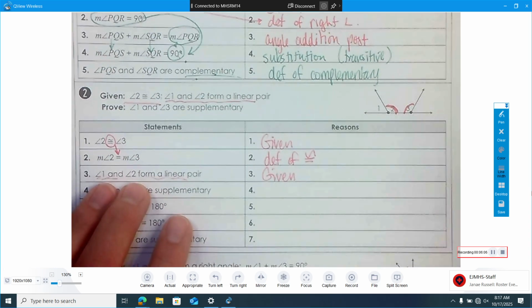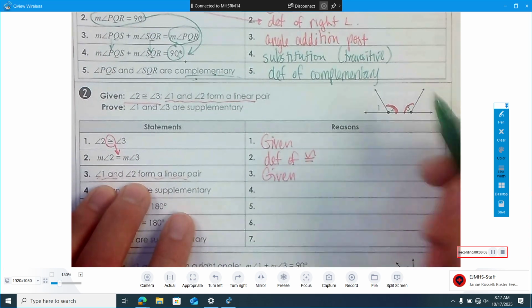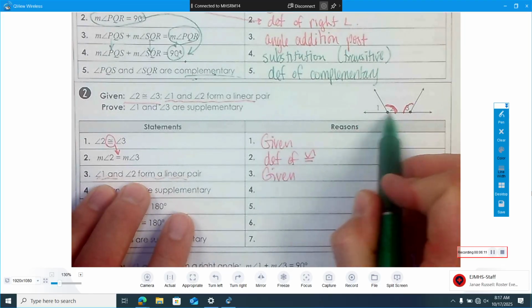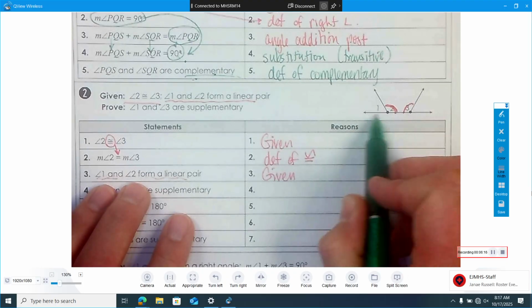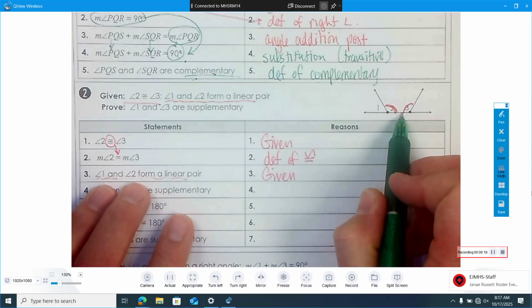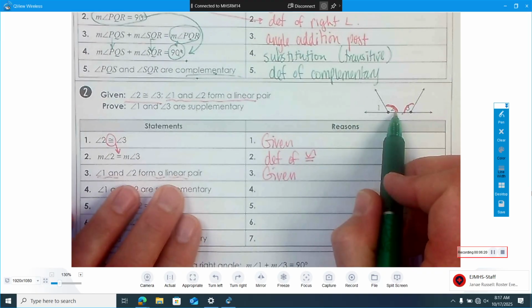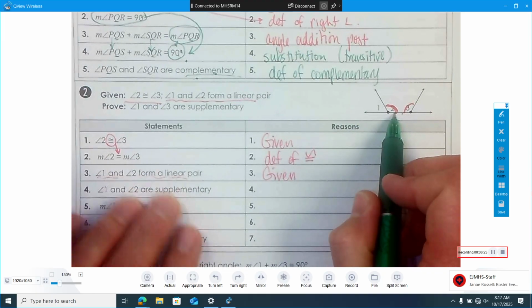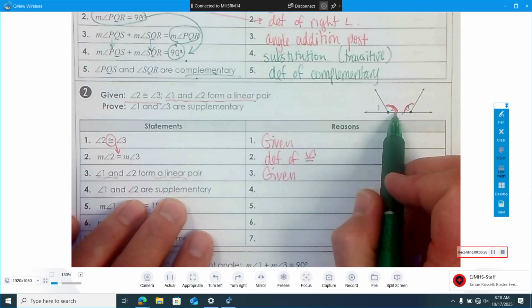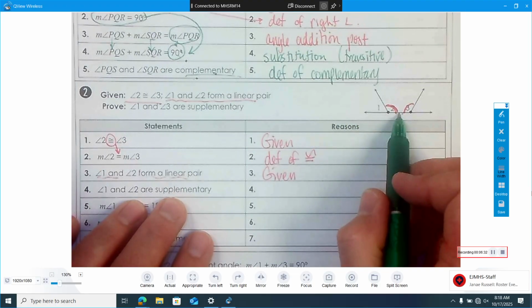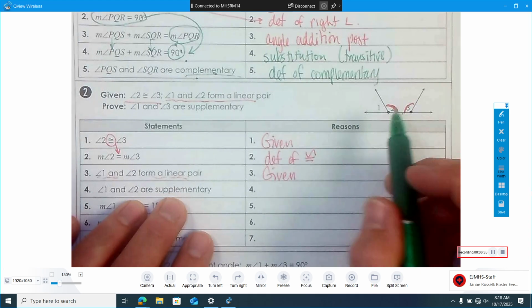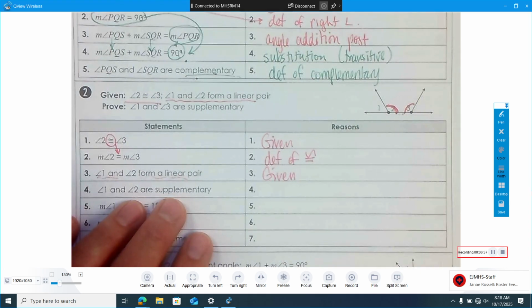Let's look at the second given statement here. It says angle 1 and angle 2 form a linear pair. That is absolutely true. They told us that. And do they look like a linear pair? Yeah. And so if they are a linear pair, angle 1 and angle 2 are supplementary. If they're a linear pair, then they are supplementary. That's a true statement, right? Do they absolutely look like they're supplementary? Yeah, okay. What is that reason? How do we know that? If they're a linear pair, then they're supplementary.